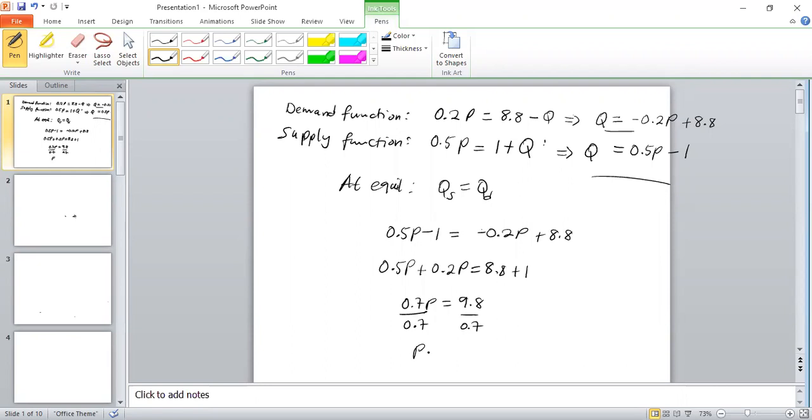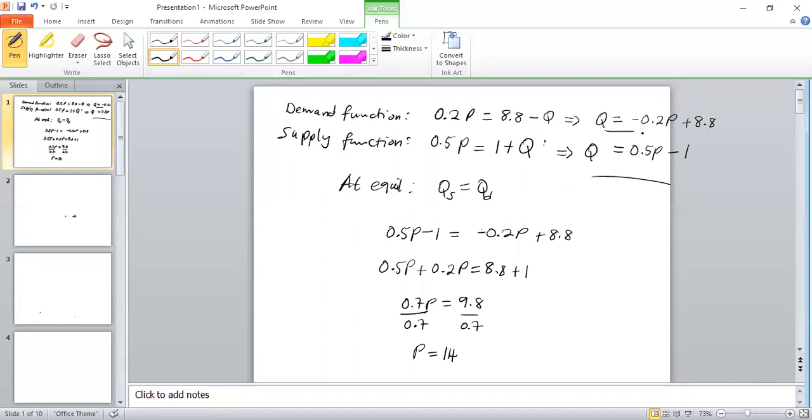So P is equal to, they are saying this is in kwacha. Those that have calculators, 9.8 divided by 0.7, what do we get? 14. Isn't it? Yes, it's 14. Okay. So it means P is 14.